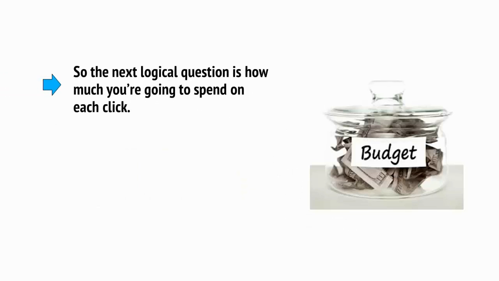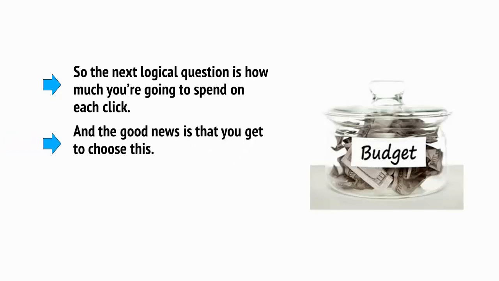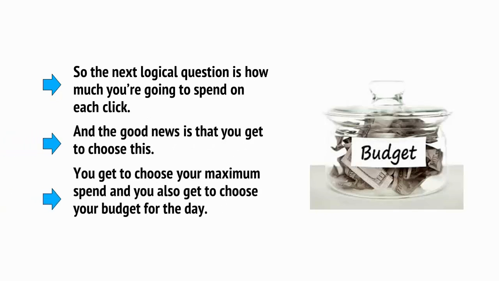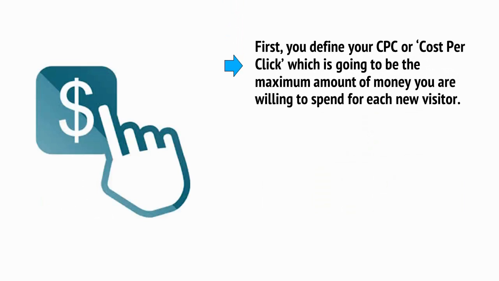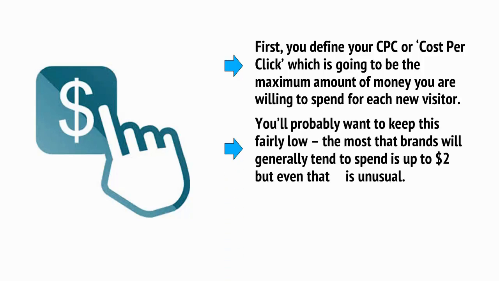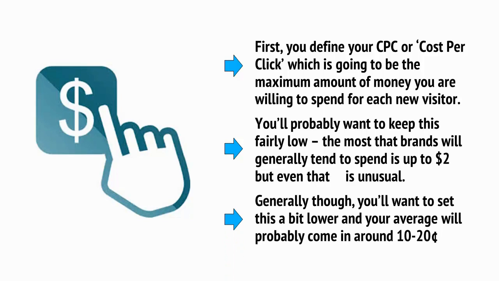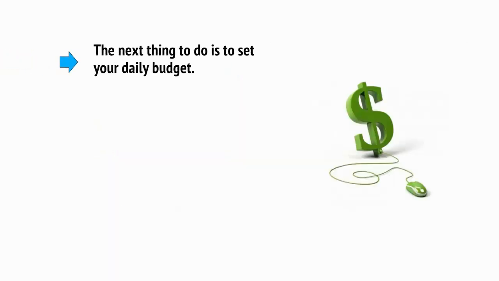So the next logical question is how much you're going to spend on each click. And the good news is that you get to choose this. You get to choose your maximum spend and you also get to choose your budget for the day. First, you define your CPC or cost per click, which is going to be the maximum amount of money that you're willing to spend for each new visitor. You'll probably want to keep this fairly low. The most that brands will generally tend to spend is up to $2, but even that's unusual. Generally, though, you'll want to set this a bit lower and your average will probably come in at around 10 to 20 cents.